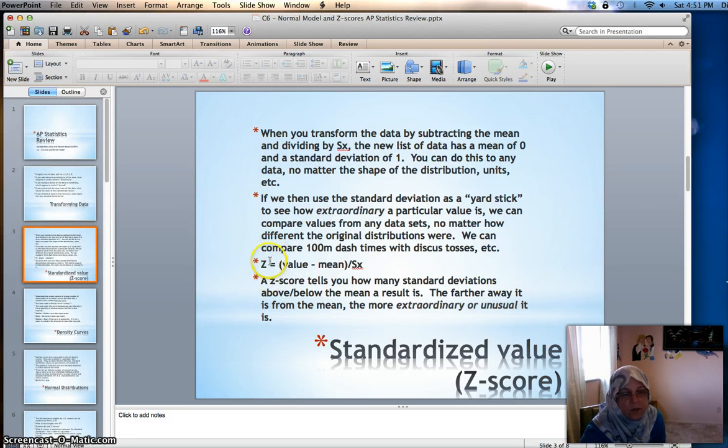To do that, we calculate what's called a z-score, or standardized test statistic, and we do that by taking value minus mean, divided by standard deviation. A z-score tells you how many standard deviations above or below the mean a result is. The farther away it is from the mean, the more extraordinary or unusual it is.